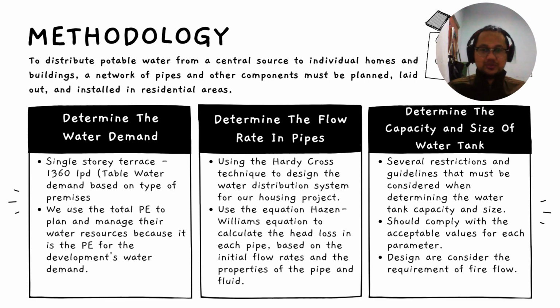And then for the second, we have to determine the flow rates in pipes. In this project, we're using the Hardy-Cross technique to design the water distribution system for our housing project. And then we use the Hazen-Williams equation to calculate the head loss in each pipe based on the initial flow rates and the properties of the pipe and fluid.